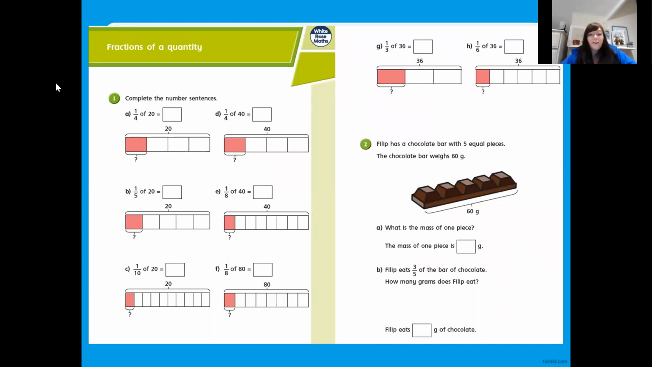Remember, when you are finding one fraction, you are just dividing by the denominator. You're doing 20 divided by 4, 40 divided by 4. When you're finding 3 of the fractions, so down here it says 3/5, you are doing 60 divided by 5 to find 1/5, and then you have to times that by the numerator. So you're doing 60 divided by 5, which is 12, and then you're timesing that by 3 to find 3/5. Have a go at that now.